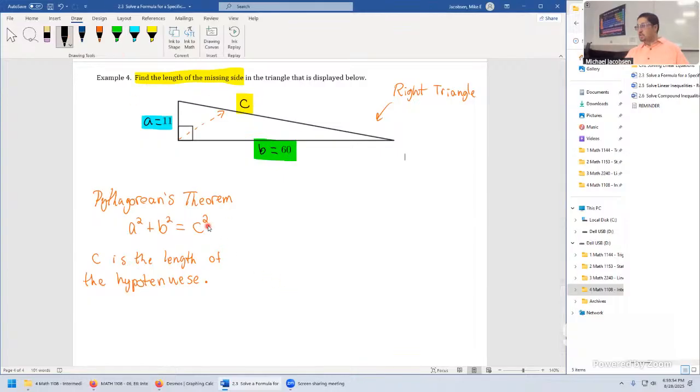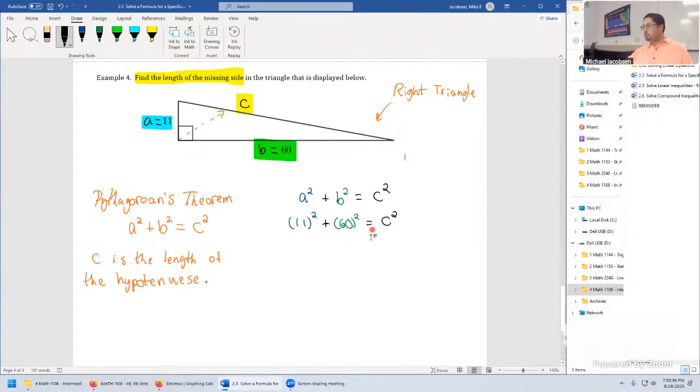So let's rewrite Pythagorean's theorem. We have A squared plus B squared equals C squared. So our next step is just to make our substitutions. We know from the diagram A is 11. They just came out and told us right away, so that's kind of nice. So take 11 and square it. Likewise from the diagram, that's a plus sign. Let me fix that. B is 60, so we'll throw in 60. Square that as well. And this would be equal to C squared.